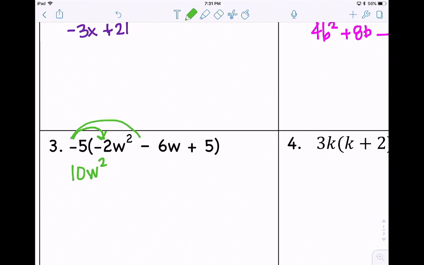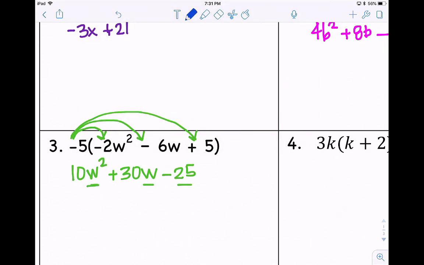Negative 5 times negative 6w. Again, we just multiply the negative 5 times negative 6, which would give you positive 30w. And then the last term, we have a negative 5 times a positive 5, which would give us negative 25. Again, we have a w squared term, a w term, and a constant term. Those are not alike. We can't combine those, and we don't have an equal sign, so we don't have an equation to solve, so we are done.